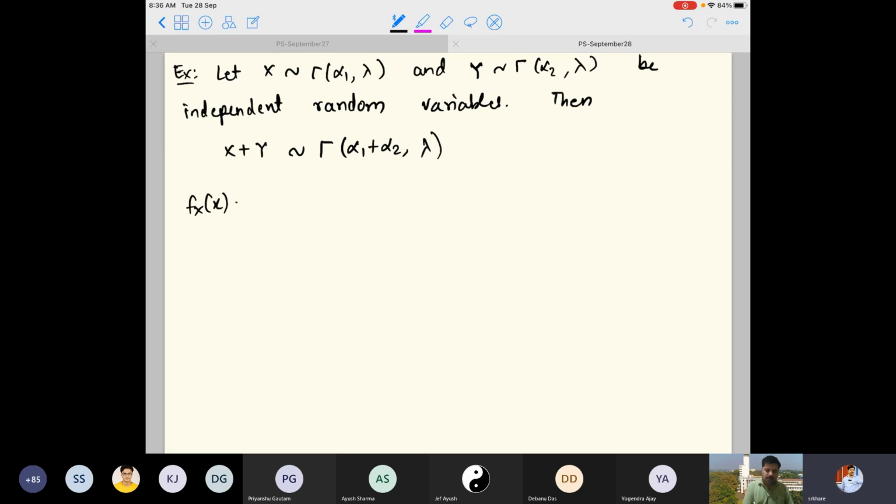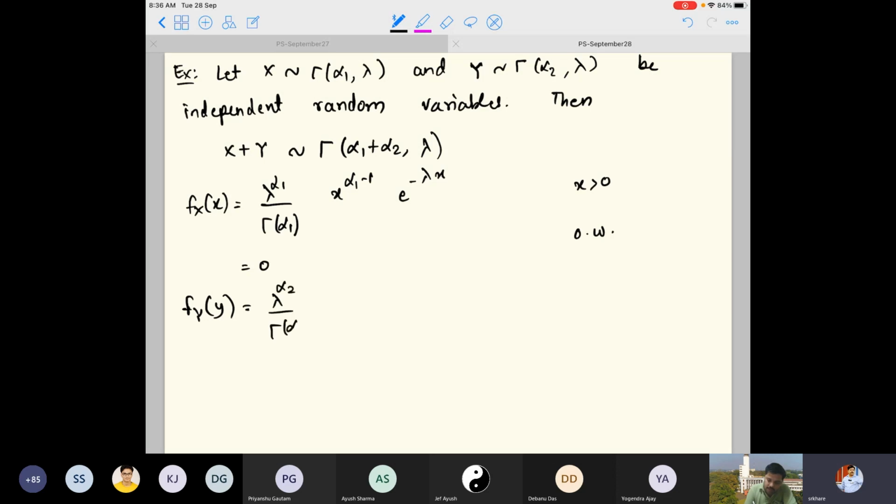Again, first write down the densities of X and Y. So this is lambda to the power alpha 1 over gamma alpha 1, times x to the power alpha 1 minus 1, e to the power minus lambda x, for x greater than 0, and equal to 0 otherwise, right? So this is the density of X. Similarly for Y, lambda to the power alpha 2 over gamma alpha 2, times y to the power alpha 2 minus 1, e to the power minus lambda y, for y greater than 0, and equal to 0 otherwise, right? So that is what we have. And note that X and Y are non-negative.